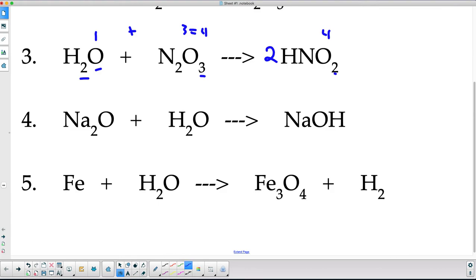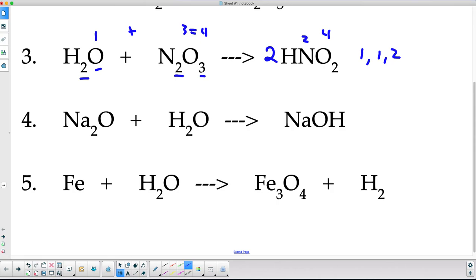So how about nitrogen? I have 2 nitrogens here, and here I have 2 times 1, which is 2 nitrogens here. So I'm actually balanced. This one was a little bit easier than I thought it was. All I needed was a 1, and a 2 to get them to balance. So that would look like this. 1, 1, and 2. There we go.